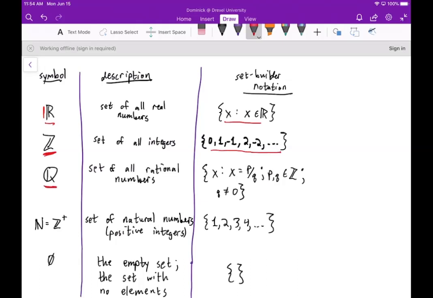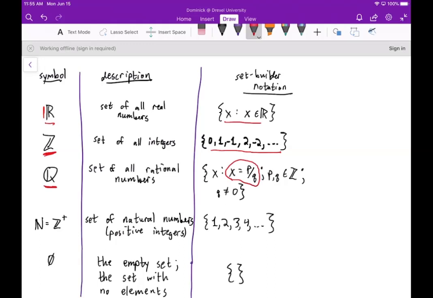And then the next one would be Q for the set of all rational numbers. And of course, this one is helpful for set builder notation because we can think of our elements as being some p over q, where p and q are integers, and of course the number in the bottom is not 0, right?